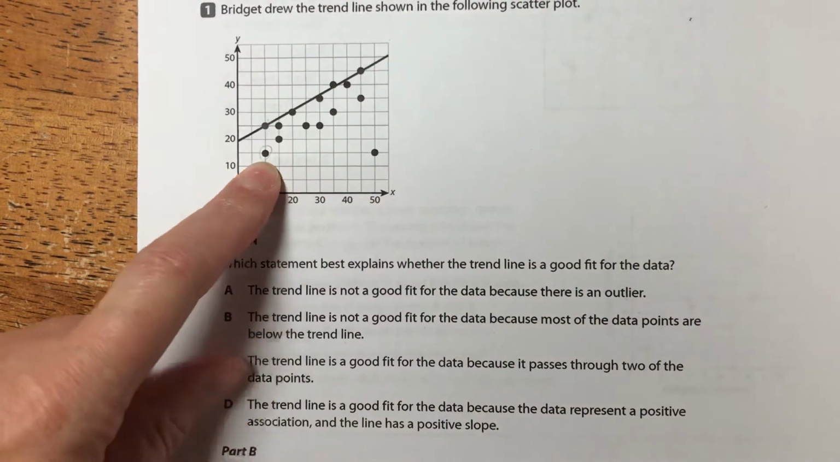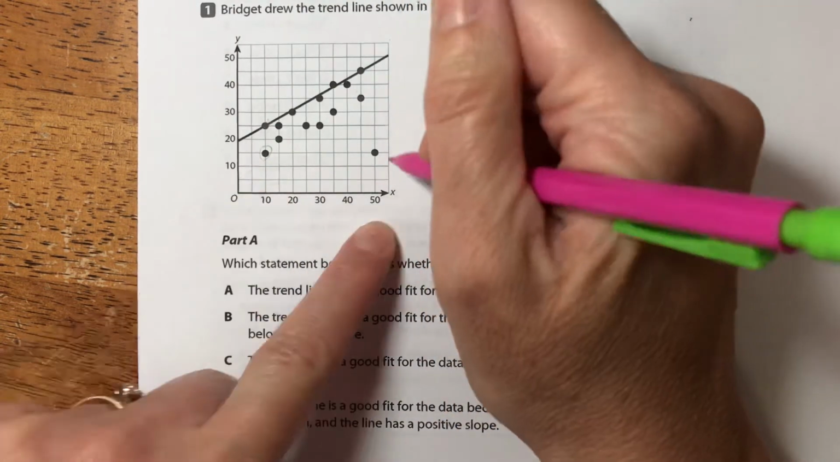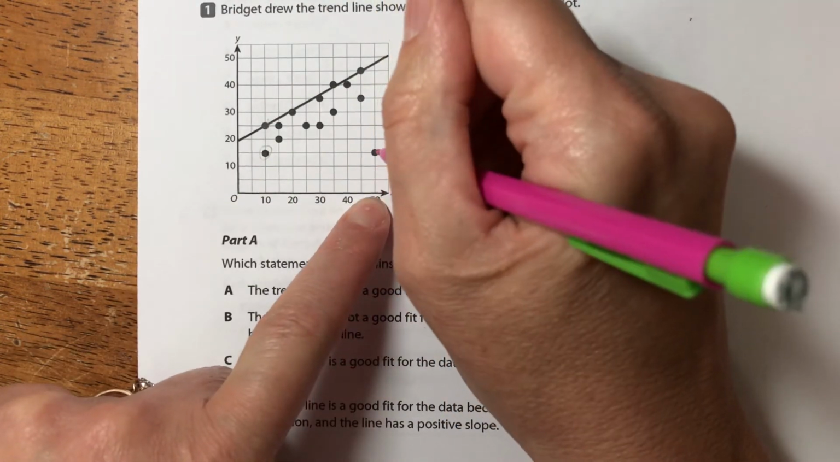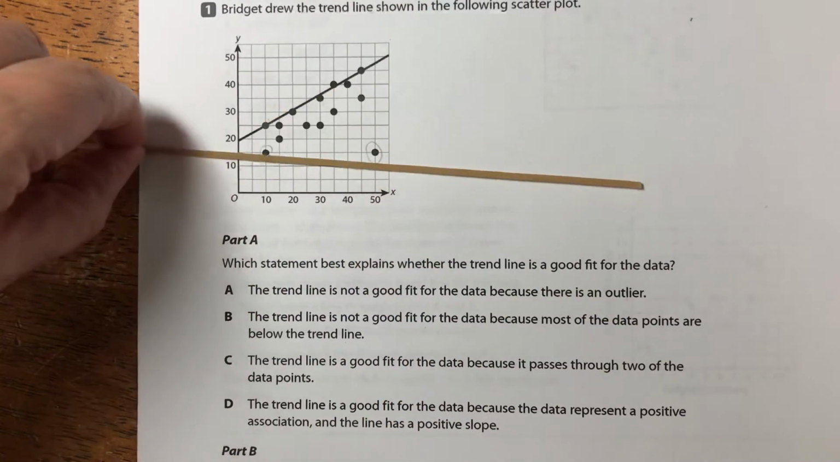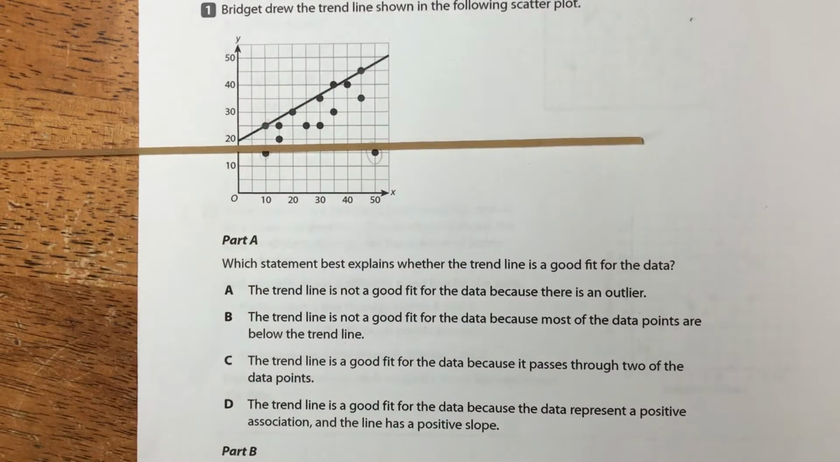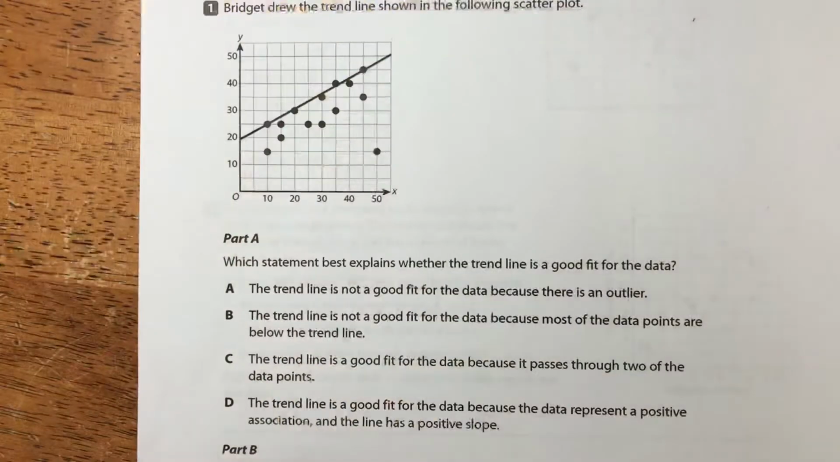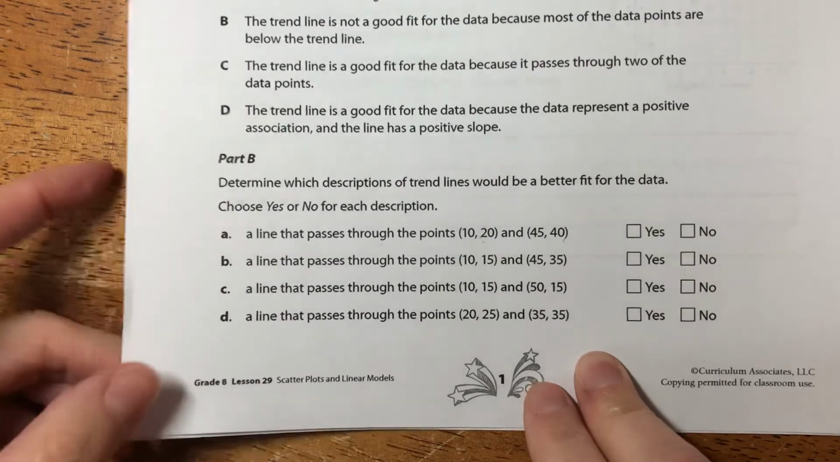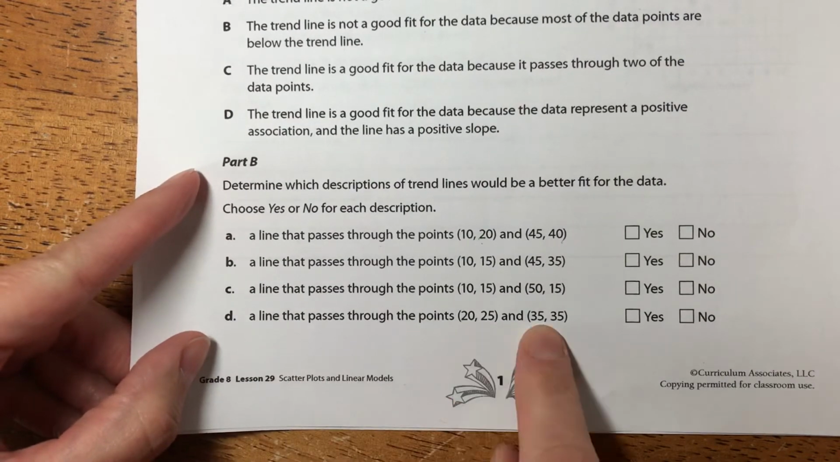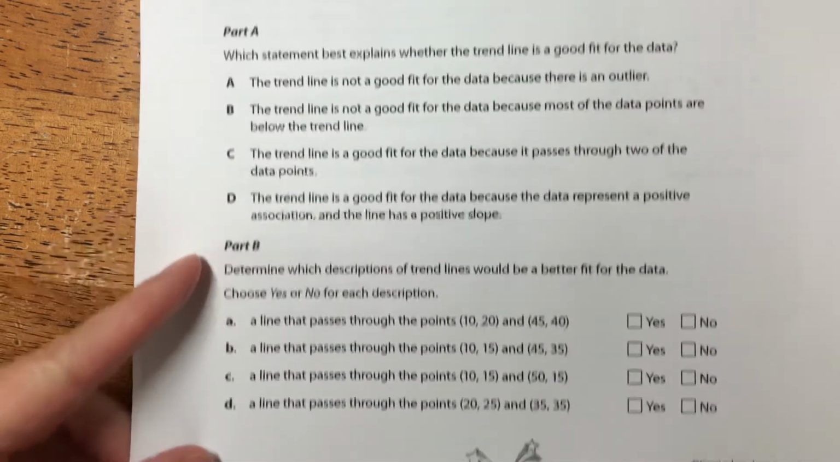and 50, 15, this point. So they're saying, what if you did that? That's letter C. Is that a good one, yes or no? And then, I know you can't see these, they're down here. D says, what if your line passes through 20, 25, and 35, 35?